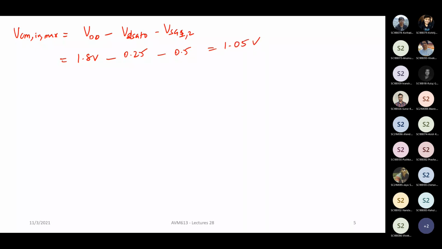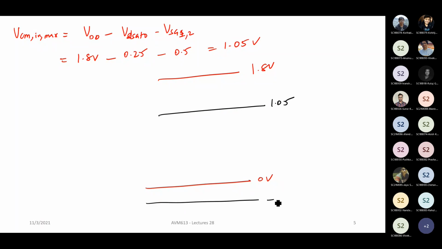You get 1.05. So if this is your supply voltage, let's say 1.8 volt, and this is 0 volt, your input common mode range is basically 1.05 volt to minus 0.15 volt. This is the input common mode range, ICMR. Understood? So this is much higher than what you would get even from a 5 transistor OTA, and definitely much higher than what you would get from a telescopic cascode OTA.